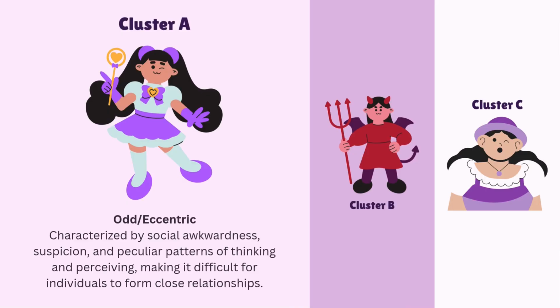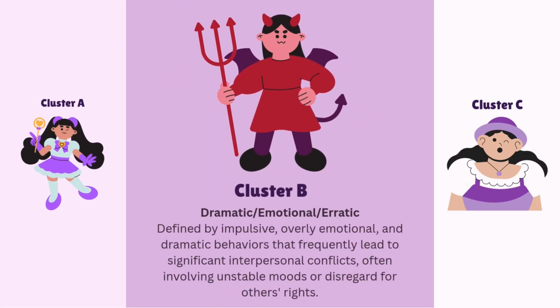meaningful relationships. This group includes paranoid, schizoid, and schizotypal personality disorders, which are characterized by social awkwardness, suspicion, and peculiar patterns of thinking and perceiving. Cluster B is characterized by impulsive, overly emotional, and dramatic behaviors that frequently lead to significant interpersonal conflicts. It contains antisocial, borderline, histrionic, and narcissistic personality disorders, often involving unstable moods, disregard for others' rights, or an excessive need for attention and admiration.